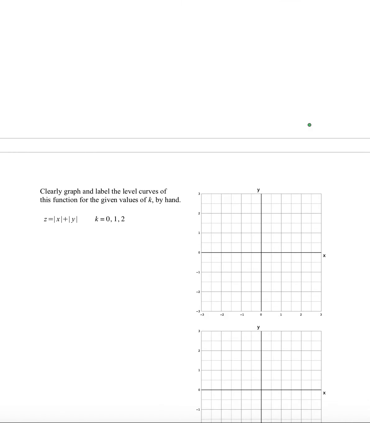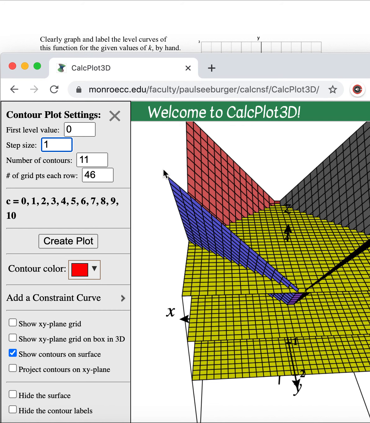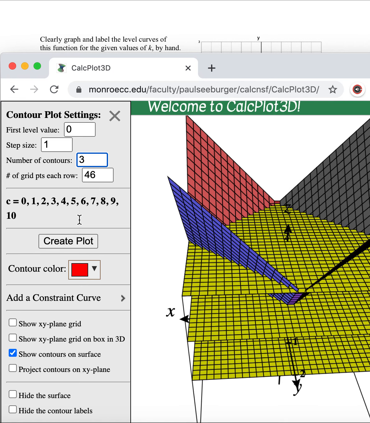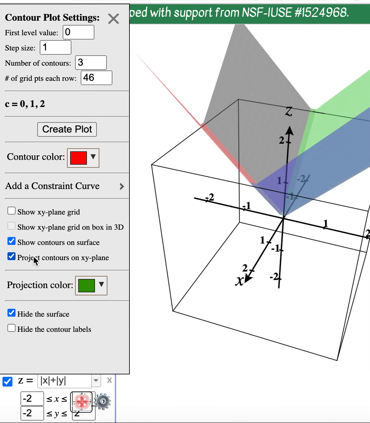Here's why. They're looking for a k value of 0, 1, and 2, but the k is the height of the level curve. Now how many do we want? Well, let's just do those 3 for now. Okay, as you can see, it's now modified our C values, and these are basically like the K values, same thing. And we want to show the contours on the surface itself. We could project the contours onto the XY plane. That's one option. Okay, let's try that.